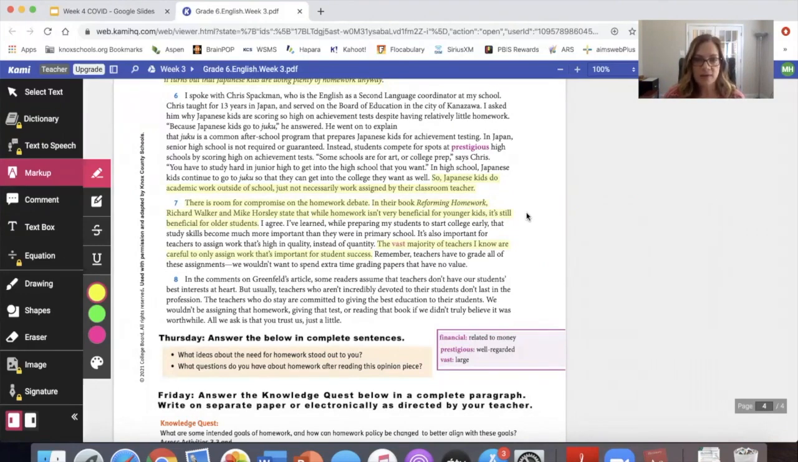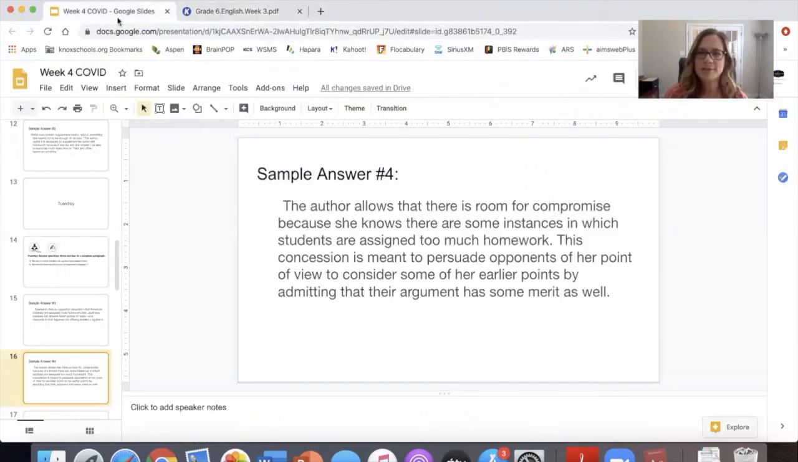Okay? And later on mentions, the vast majority of teachers I know are careful to only assign work that's important for student success. Okay? So looking at those points is going to help me answer why our author says that there is room for compromise. Okay, so compromise basically just means where you're kind of meeting in the middle. You want one thing, they want another thing. You come to compromise where you agree on something that's kind of in between typically. This person usually gives a little and that person usually gives a little. It's compromise. It's like marriage.